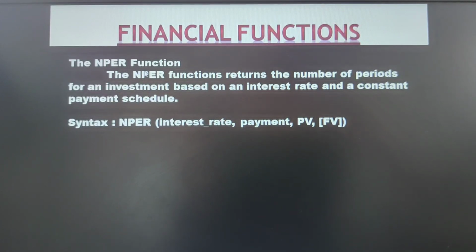NPER function. Here we just need to pass the rate of interest, maybe 10%, the payment you would like to make, 2,000 rupees, and the present value, the investment amount you want, maybe around 5 lakh or 3 lakh. Then it will give you the total number of months you have to make payments to achieve that particular investment amount. So that is the NPER function.